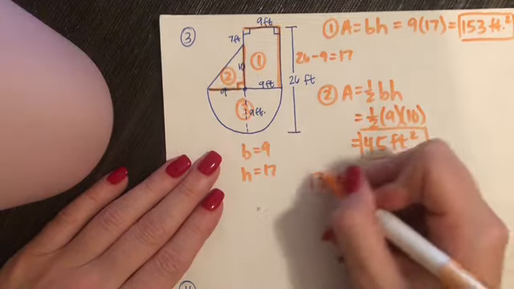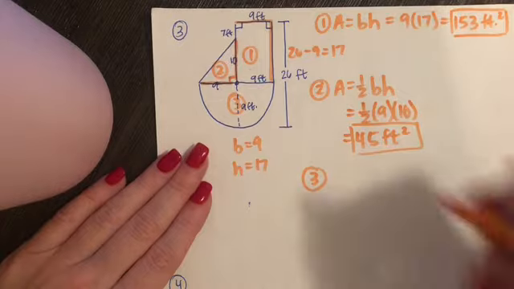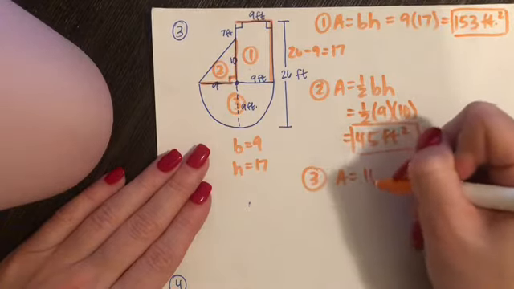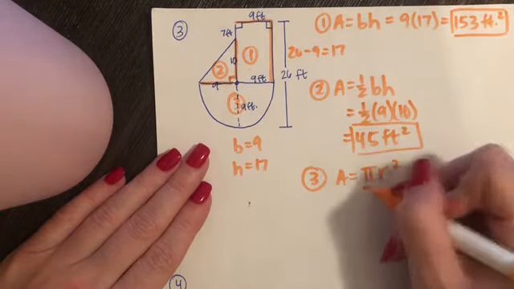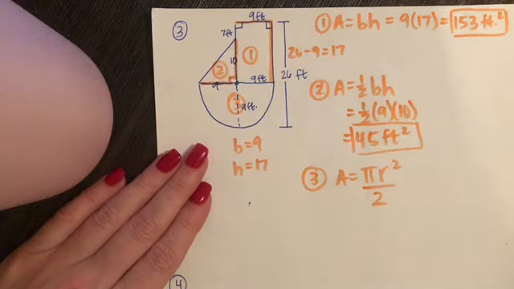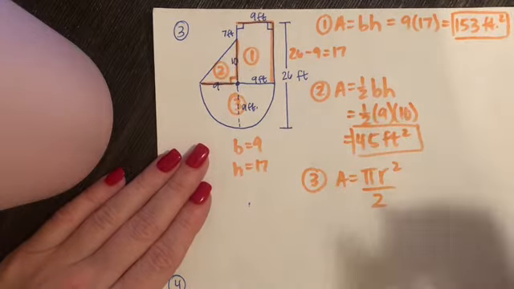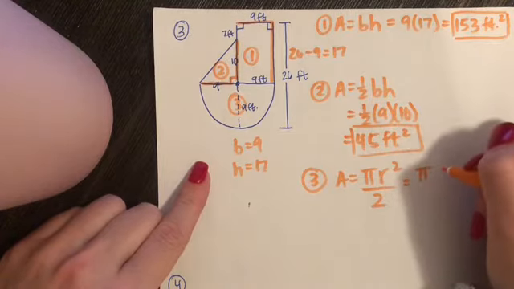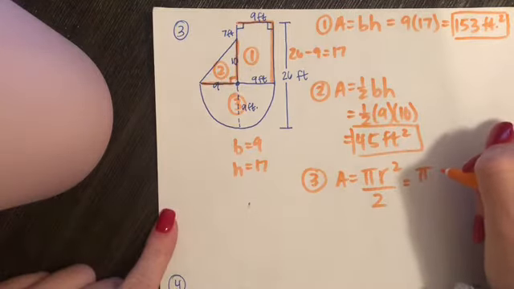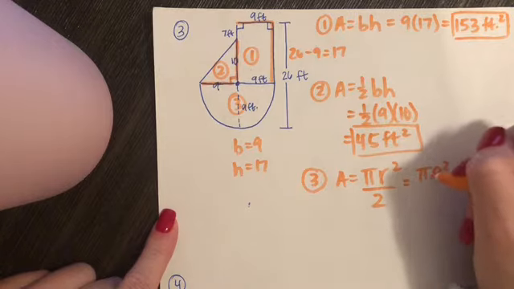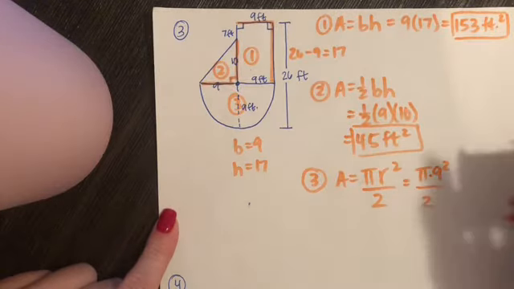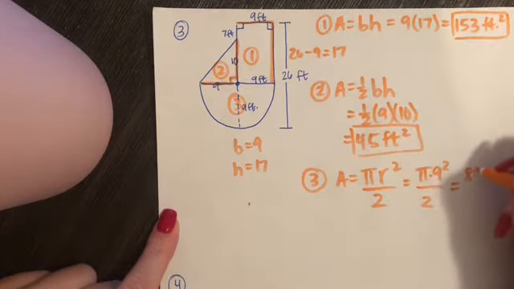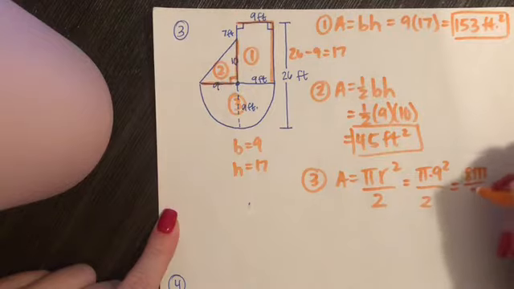The last is to find the area of the semicircle. Area equals pi r squared, but since it's a semicircle, we're going to have to end up dividing by 2. Again, radius is 9. 9 squared is 81. Well, I'll break it up into 2 steps. So 81 pi over 2.